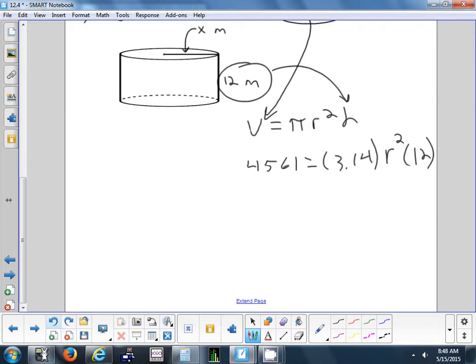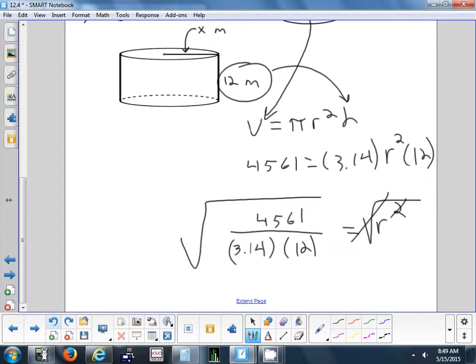So, we're going to take 4561, and how are we going to get the 3.14 and the 12, both on the other side? Yeah, we're going to divide by both of them. So if you want, do both in one step. Divide by 3.14 and divide by 12. And now, what's my last step to get rid of this exponent of 2? Square root.